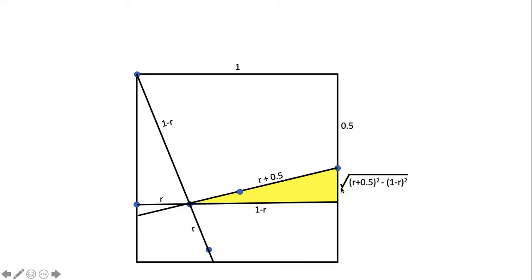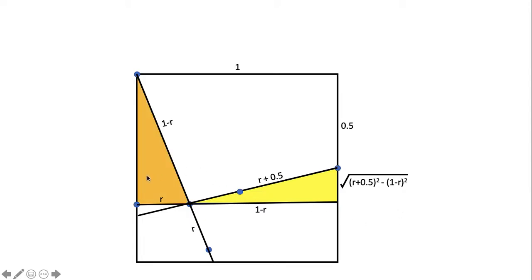then by Pythagoras, the third side of that must be the square root of (r plus 0.5) squared minus (1 minus r) squared. So that's just Pythagoras, bearing in mind that the r plus 0.5 is the longest side, the hypotenuse.